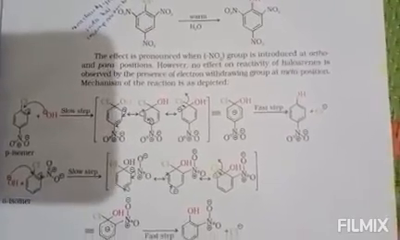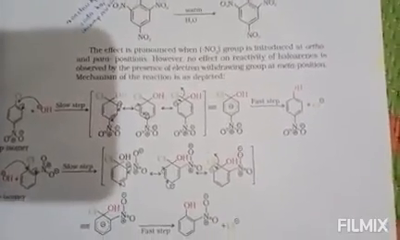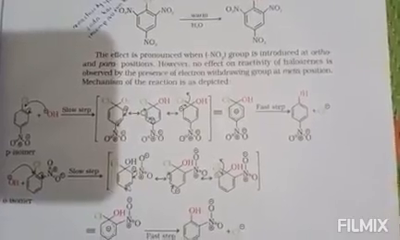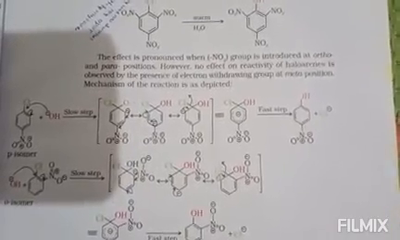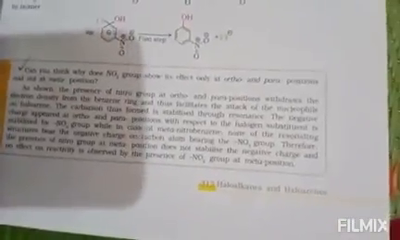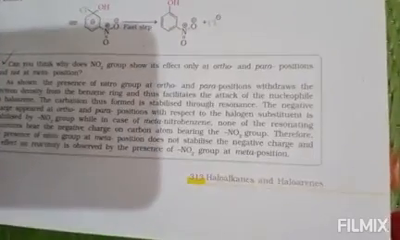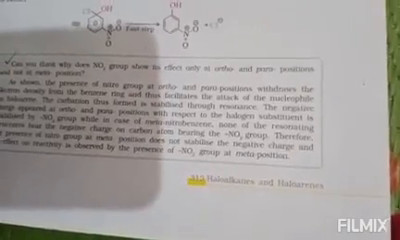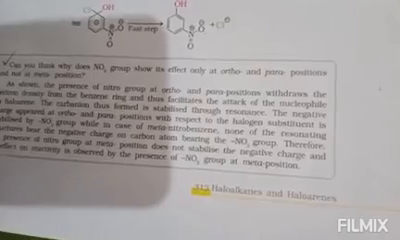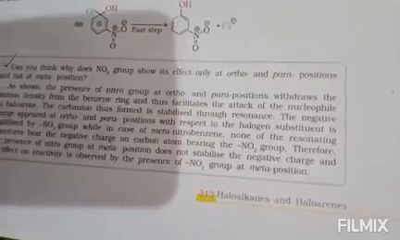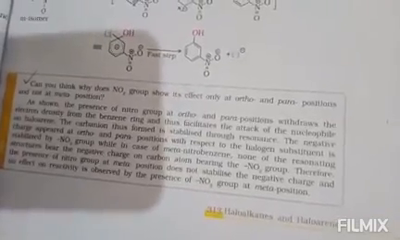But there is no effect if the nitro group is present at meta position. So this is what you need to remember. And the question here, which is an actual question: can you think why the NO2 group shows its effect only on the ortho and para position but not the meta position? This question you read yourself. This is also in the board examination.